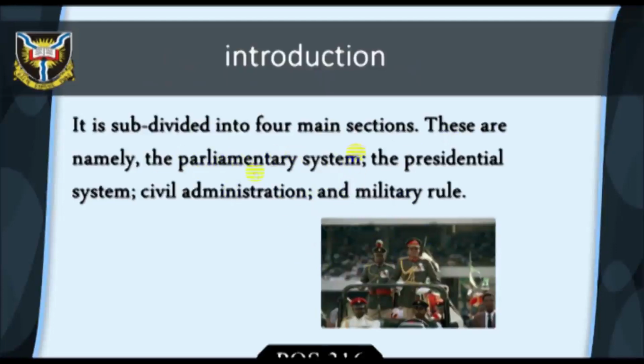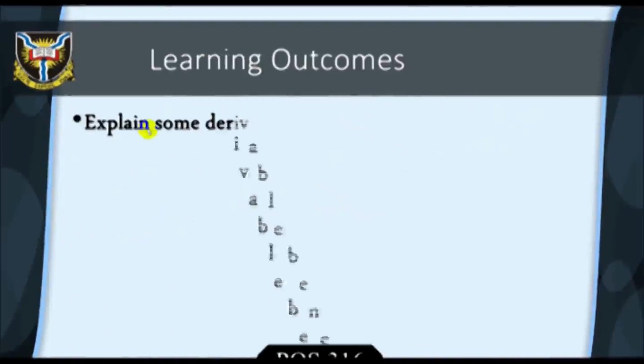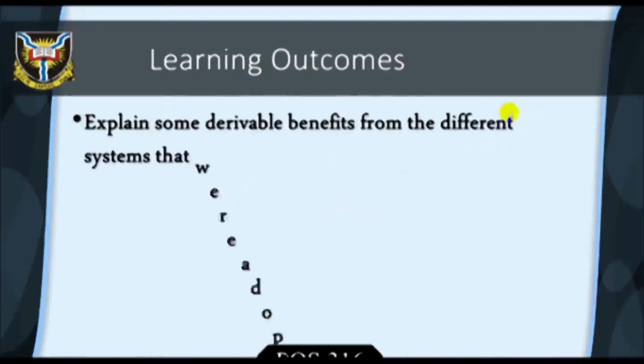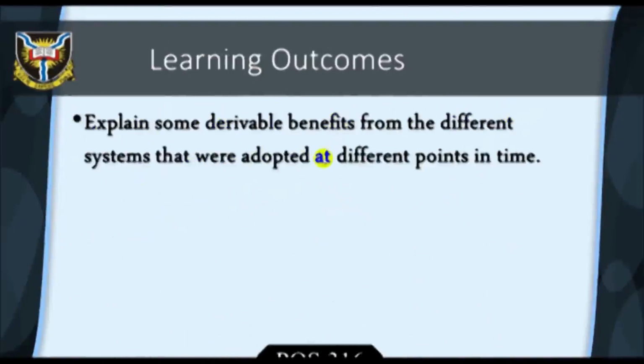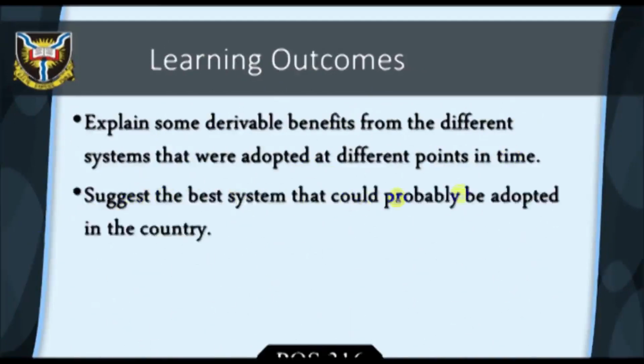Learning outcomes. At the end of this study session, it is expected that you should be able to: 1. Understand the different systems of government that have been adopted by Nigeria since the 1914 amalgamation of the Northern and Southern Protectorates. 2. Explain some derivable benefits from the different systems that were adopted at different points in time. And lastly, 3. Suggest the best system that could probably be adopted in the country.